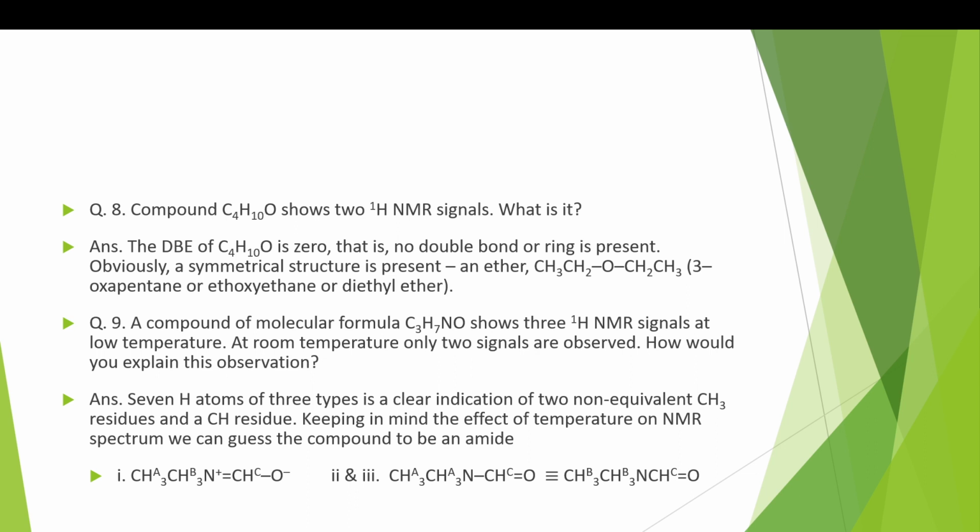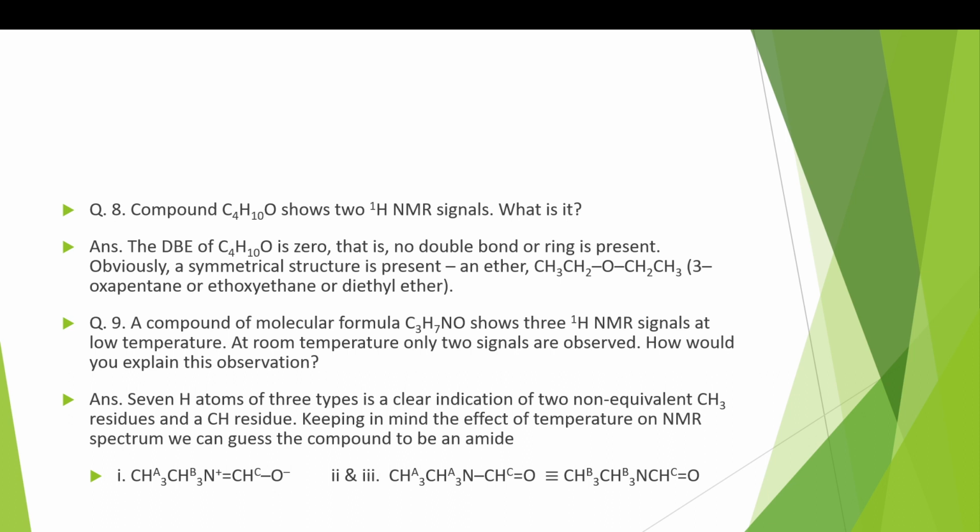Question 8. The formula is given, C4H10O, with a proton NMR peak pattern. We have to find the structure. The only possible structure is diethyl ether. So we see, first we note down the number of signals, then we note down the splitting pattern, line intensity, and chemical shift values. These 3 pieces of information are very helpful in identifying the compound.